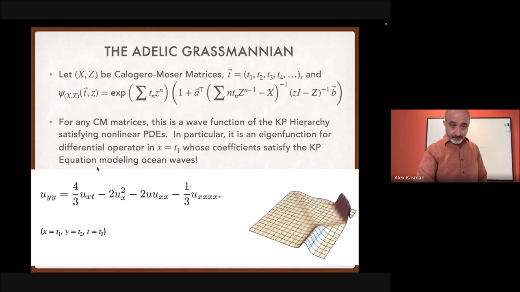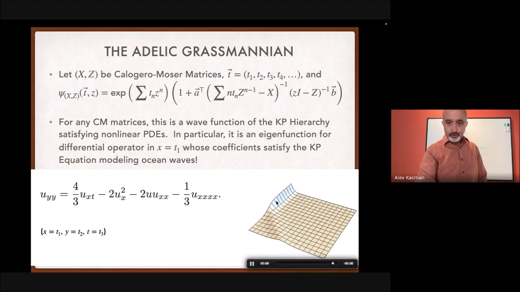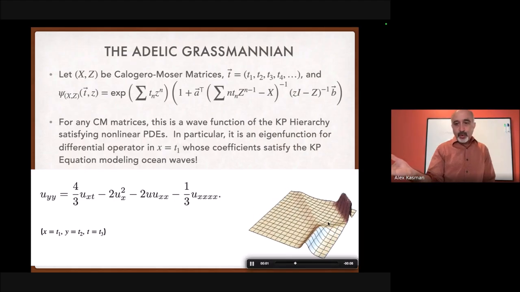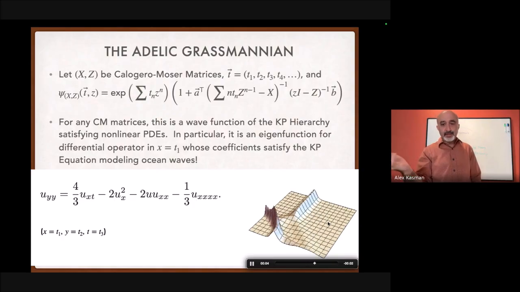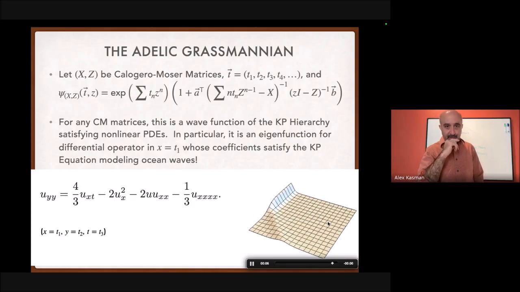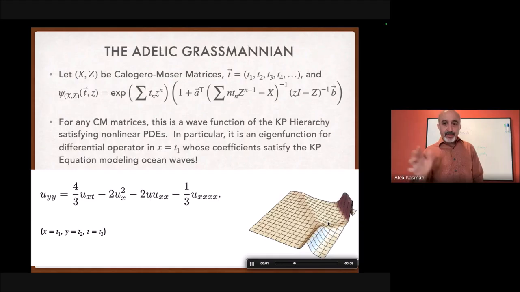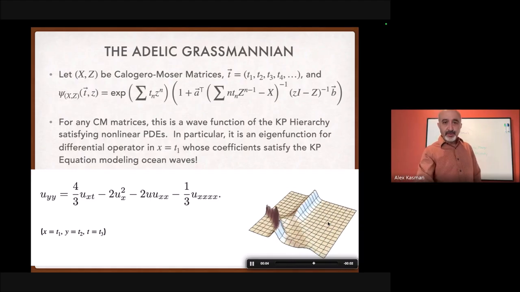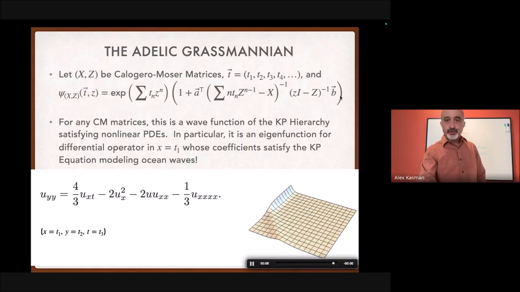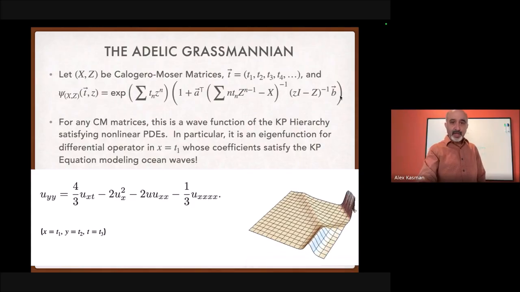So this is a nonlinear PDE, and its solutions include things like this, which looks like a wave that you would see on the ocean. And in fact, it is a good model of ocean waves. You're not going to need to know that. I'm not going to come back and use it. The point is just that that's where this construction comes from: studying waves and nonlinear PDEs.